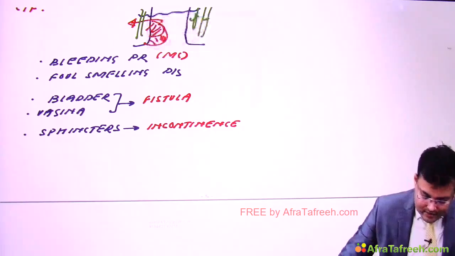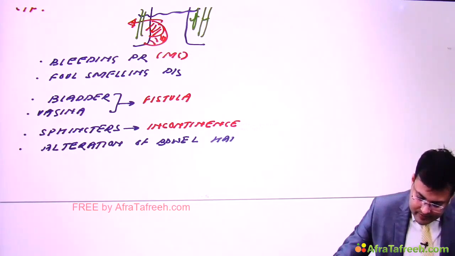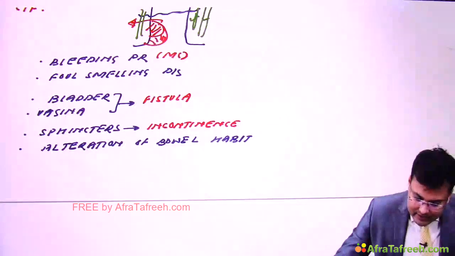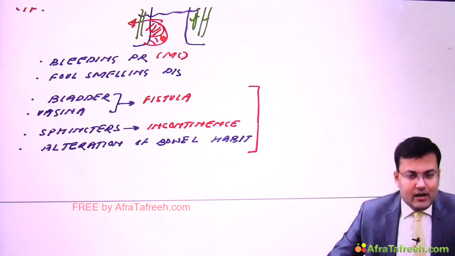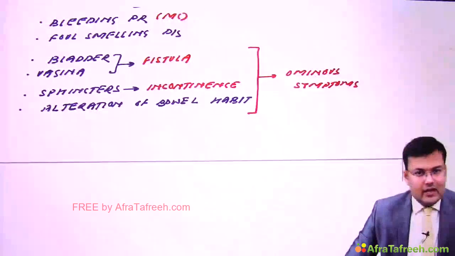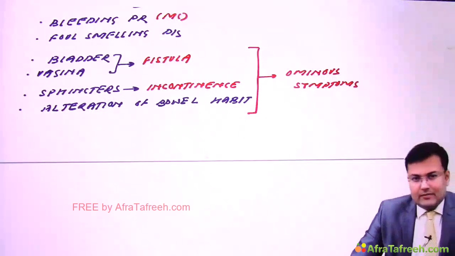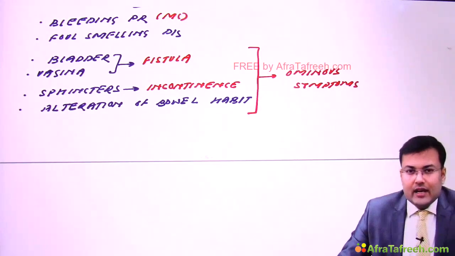These patients might have alteration of bowel habit. In advanced malignancies, there is alteration of bowel habit. So whenever these symptoms are there, the patient is having fistula, incontinence, alteration of bowel habit, these are ominous symptoms. It means malignancy is advanced. And we discussed the most common site of metastasis is lungs, and the most commonly involved group of lymph nodes is the inguinal lymph node.